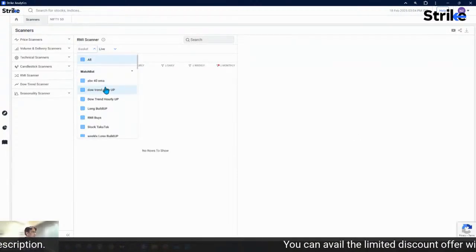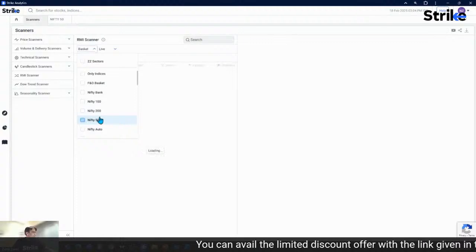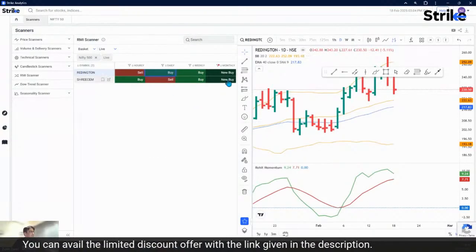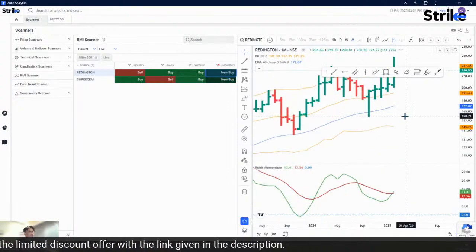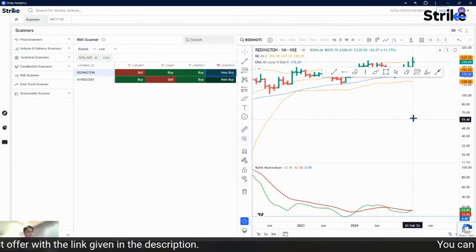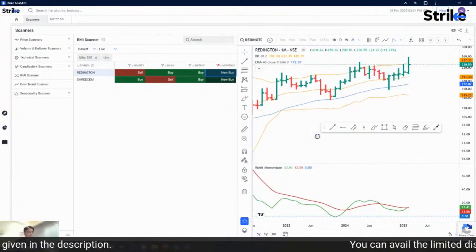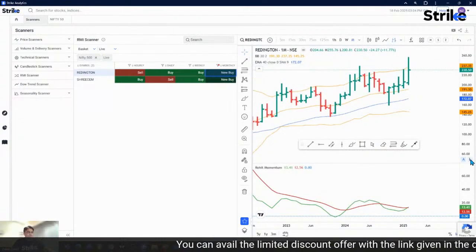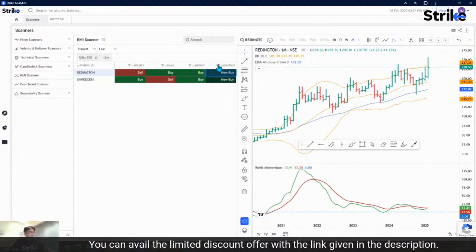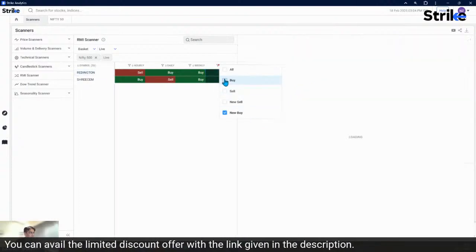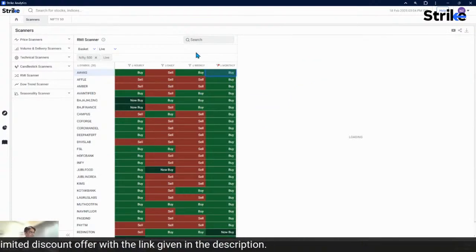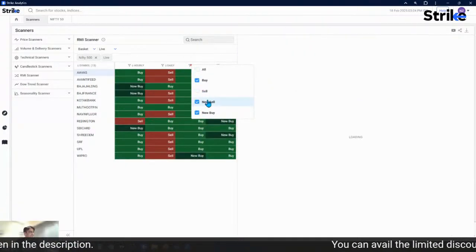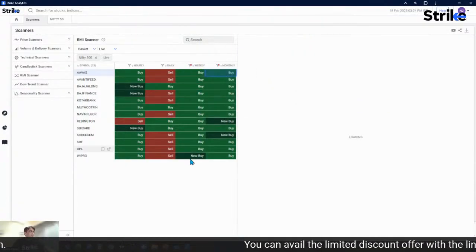Let's suppose Nifty 500. Out of Nifty 500, right now we are getting only two stocks where on the monthly time frame there is a new buy signal. You can also change this to a linear chart. And one more thing you can do is click on buy mode as well. Then on the weekly chart, you can say I want all the stocks which are in a buy or a new buy mode.